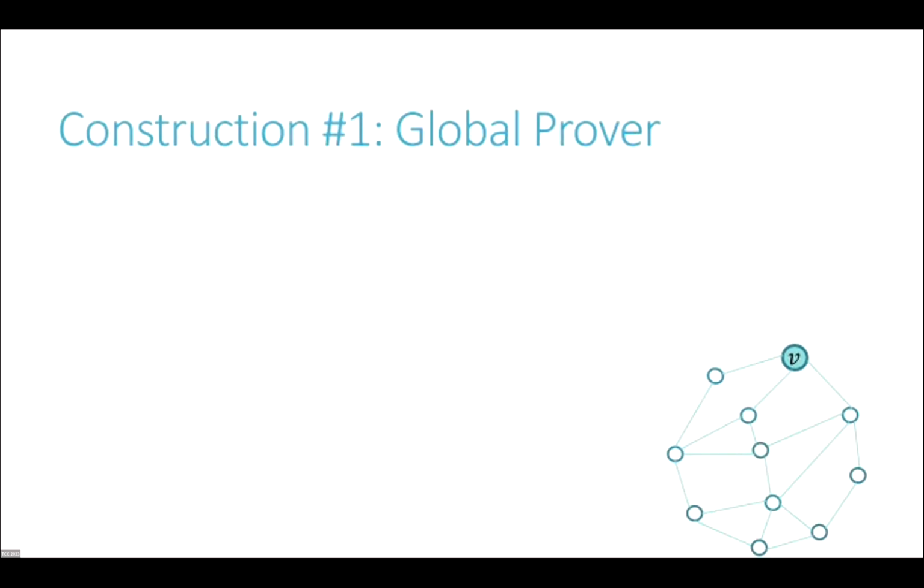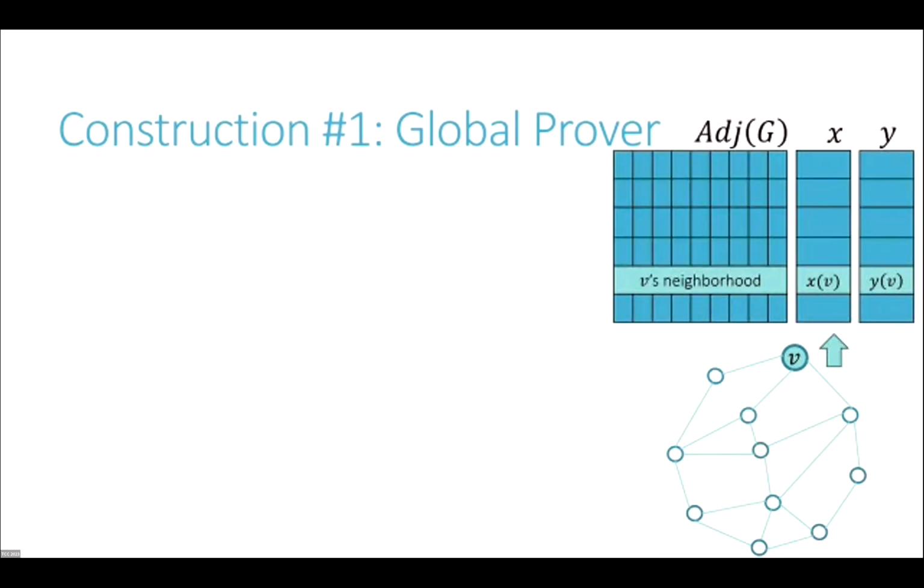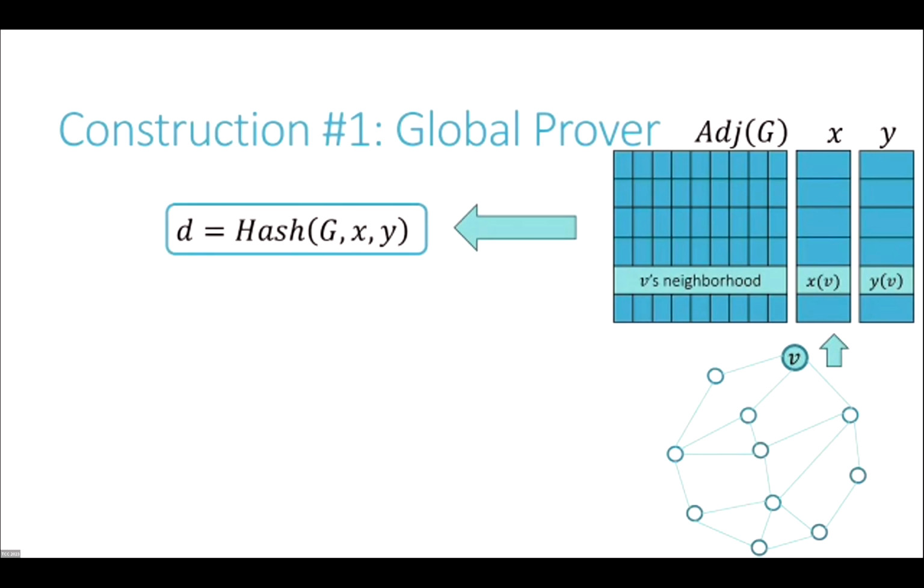So now I'm going to shortly show you our first construction of a global prover. Here, the first thing the prover does is take the entire representation of the network and inputs. Here it's the adjacency matrix, inputs, outputs of the algorithm, and it hashes them using a hash family with local openings. Now, the key observation here is that there are two things we can do with such a hash value.